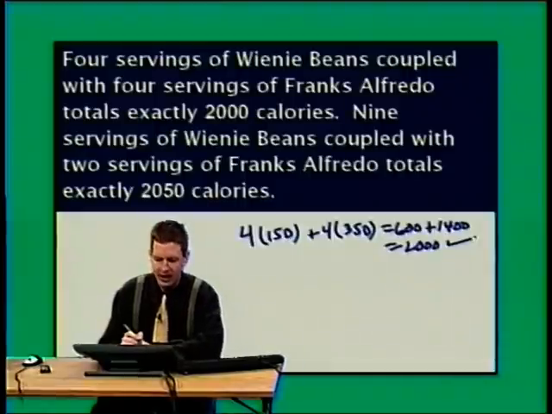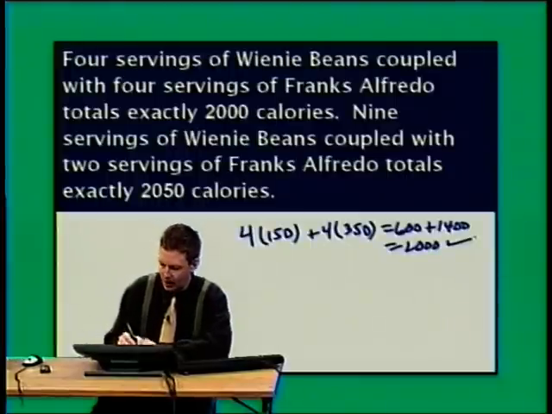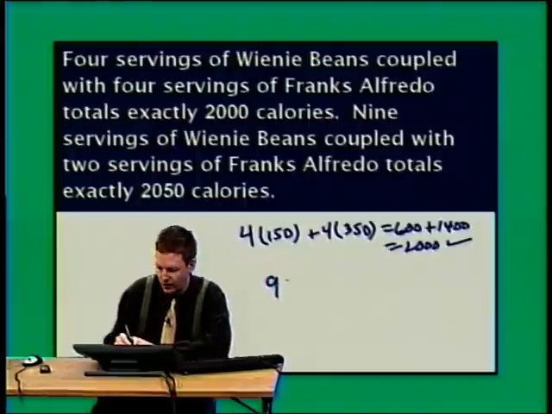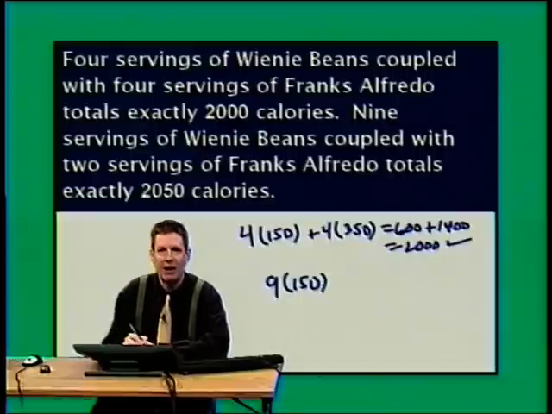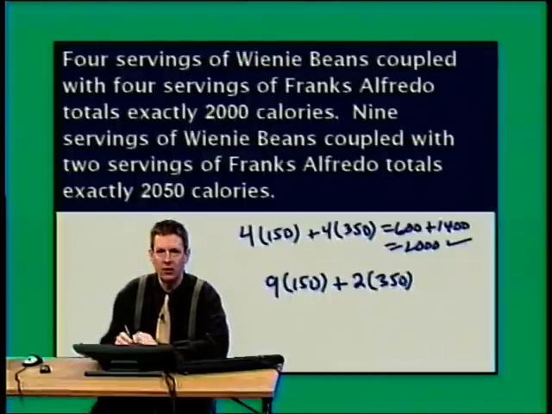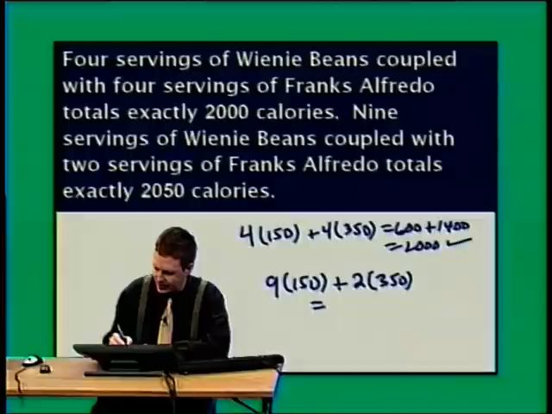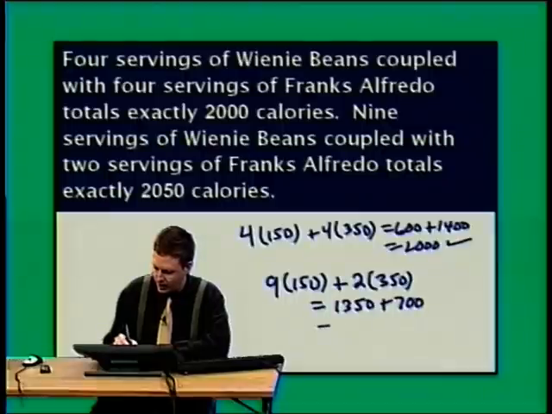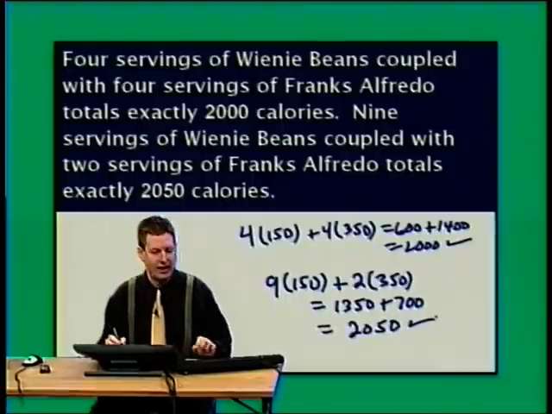We were also told that nine servings of Weenie Beans coupled with two servings of Frank's Alfredo totals exactly 2,050 calories. So if we take nine servings of Weenie Beans at 150 calories per serving plus two servings of Frank's Alfredo at 350 calories per serving, this should total to 2,050 calories. Let's see, this is 900 plus 450 is 1,350 plus 700, this is 2,050. It checks. So let's state our conclusion.